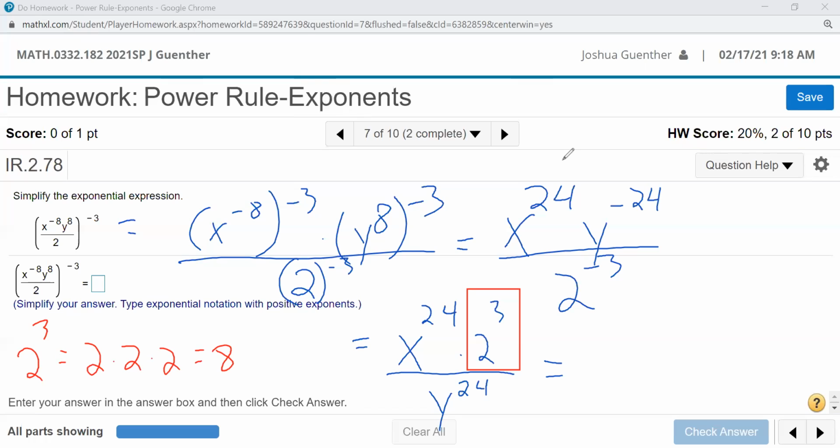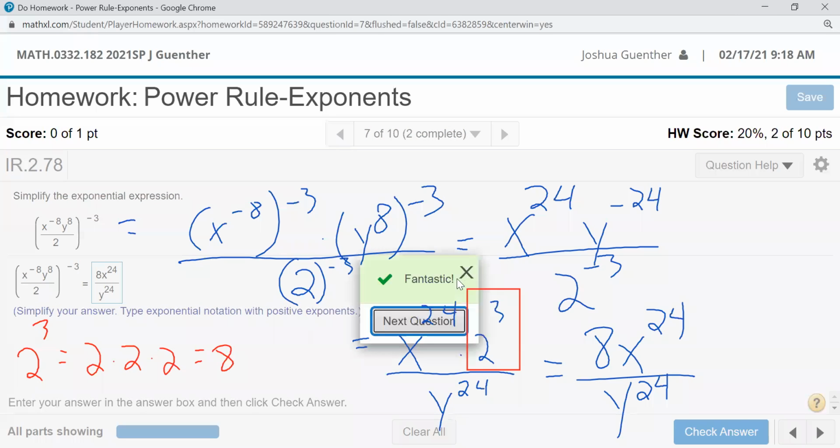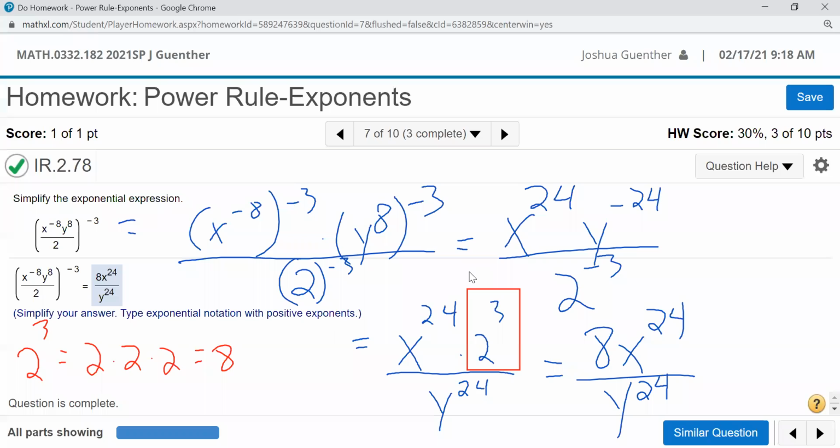So this becomes, and then I'll just write the 8 in front of the x to the 24th, because that's how we usually like it. It'll become 8x to the 24th divided by y to the 24th. Boom. And that's number 7. So you might have the same problem, but with different numbers. That was a good one to work.